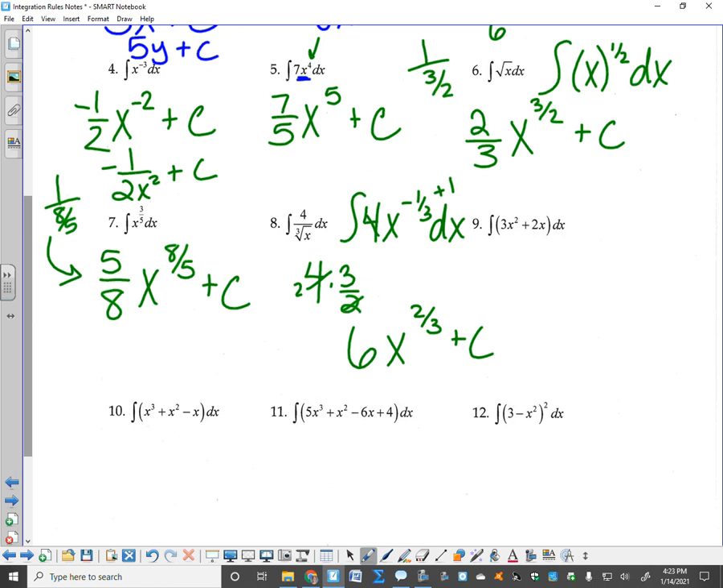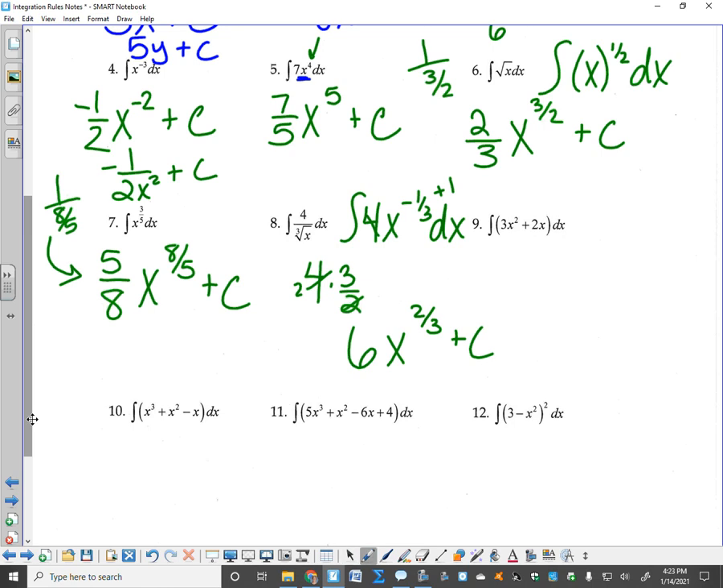Again, pause it if you need to. There's some good algebra in there. Added 1, gave me 2 over 3. Flipped it, gave me 3 over 2. Multiplied it by the 4, got a 6. X to the 2/3.